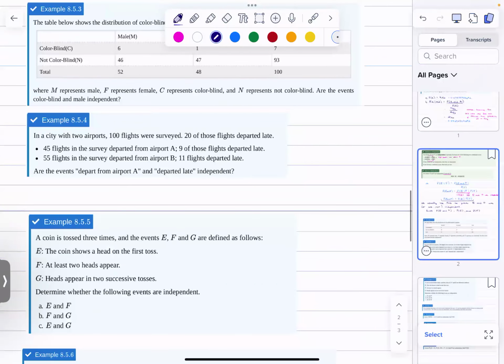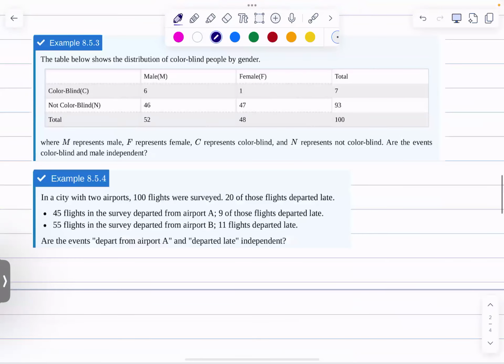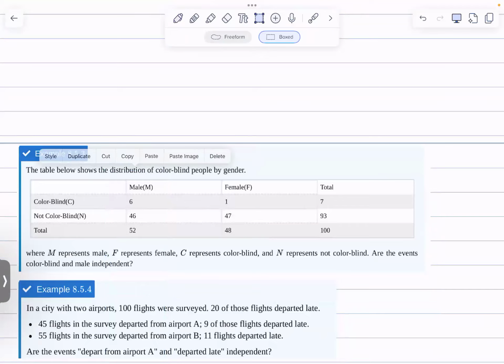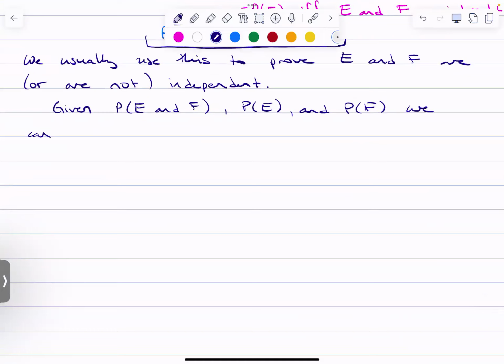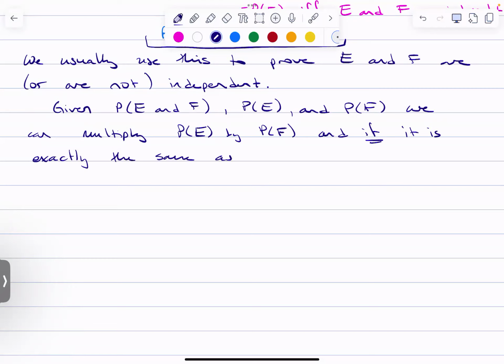Let's see here. Can I add a page? We can multiply the probability of E by the probability of F, and if it is exactly the same as the probability of E and F, then we can say they're independent.